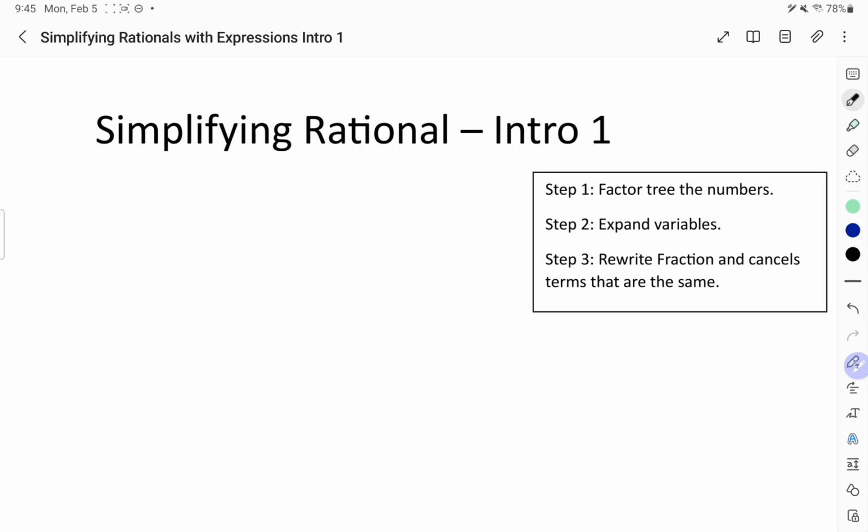Right away. Today we're going to be simplifying rationals, and this is an introduction, so it's very basic stuff. So first thing, we're going to simplify using factoring trees. We're going to grab numbers, do all the factors until we find the prime numbers, and then we're going to also expand the x variables, rewrite the fraction and cancel any terms that are the same. So stop the video right here, just copy the steps, that way you can have them.